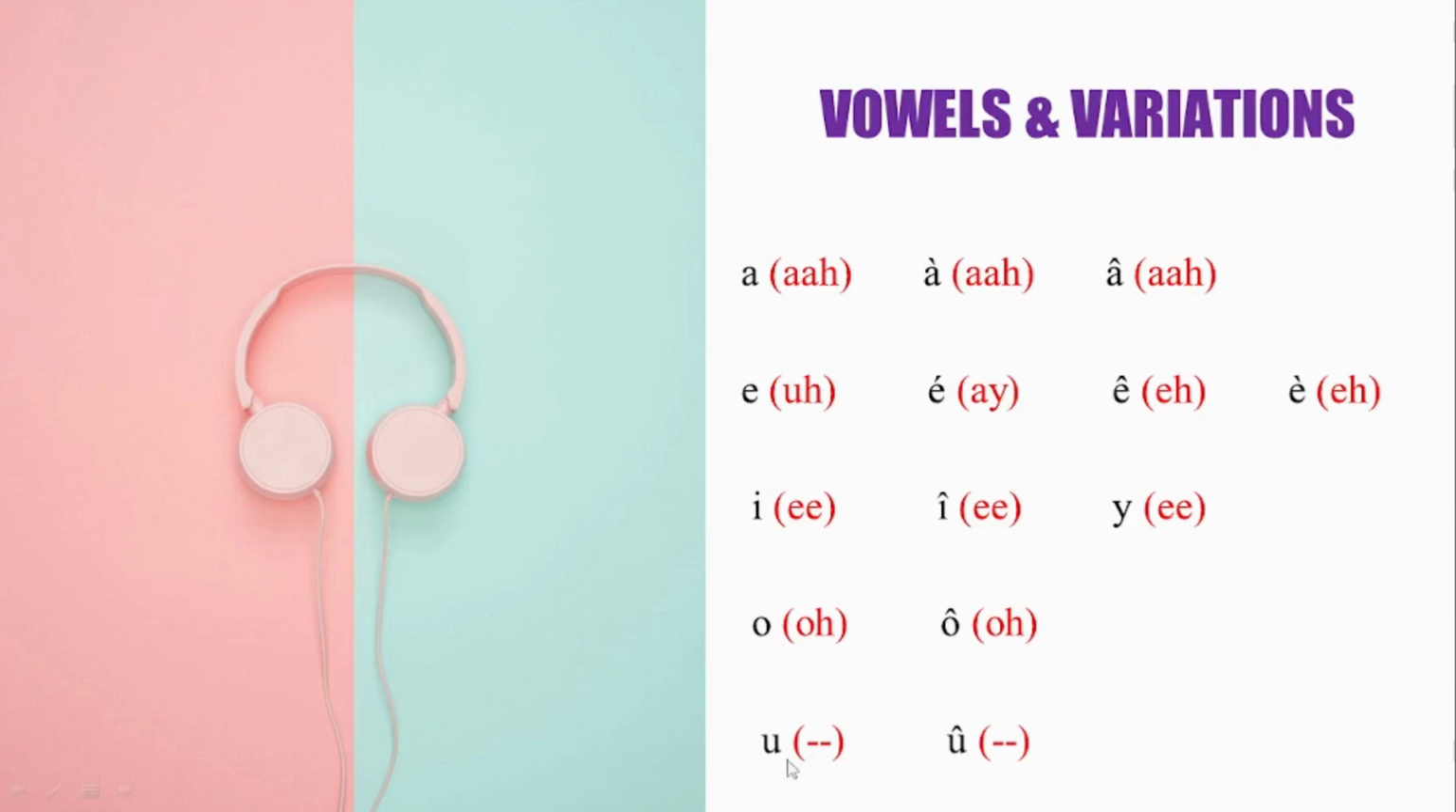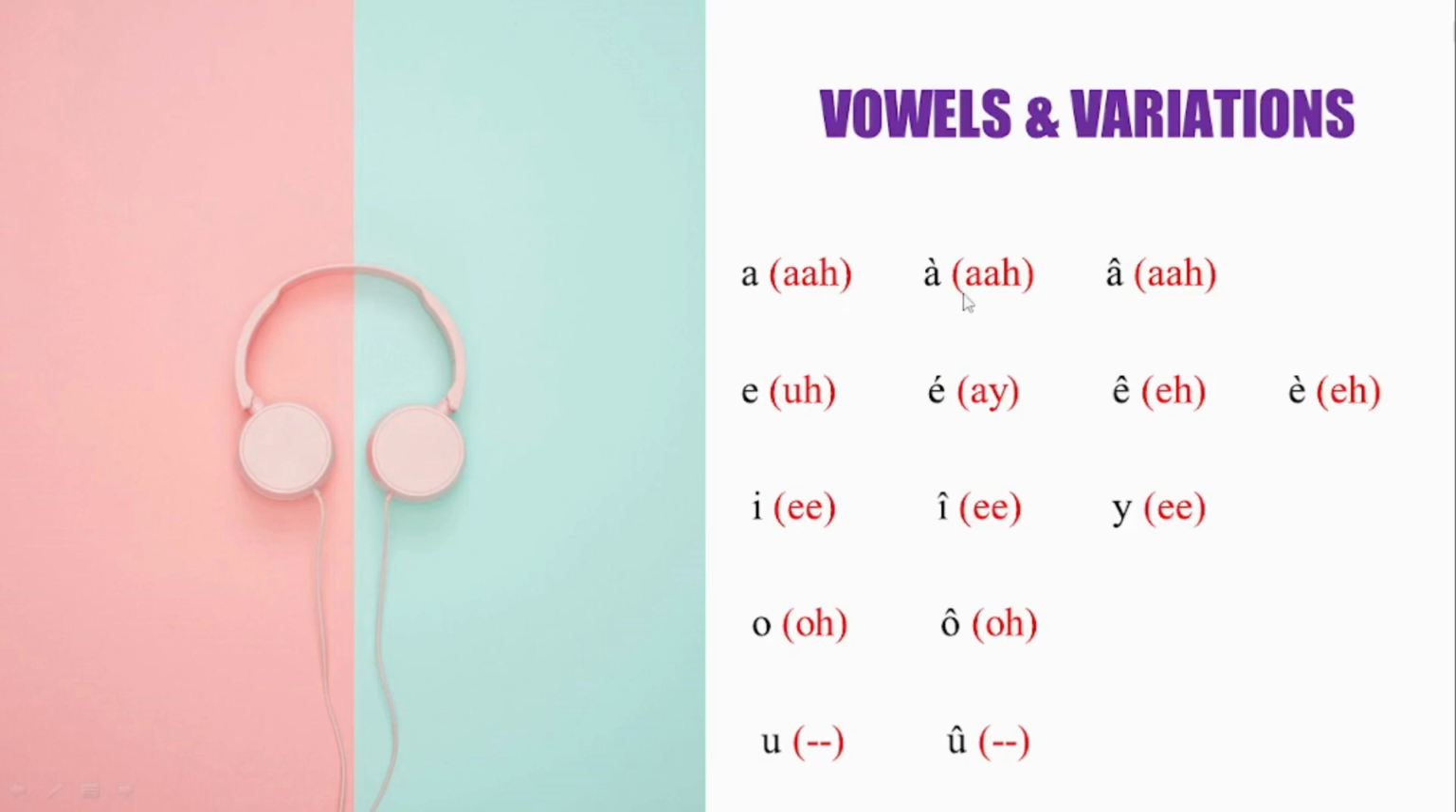Now, for our favorite little friend here, the sound that does not exist in English: U. Even when there's an accent circumflex, it is still pronounced U, right? U. So let's start from the top.